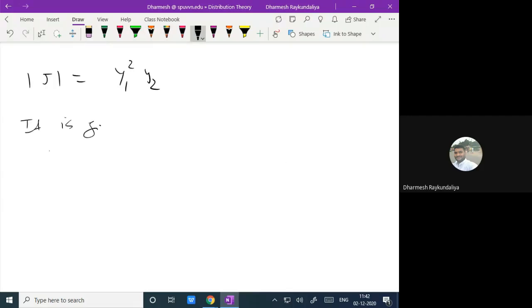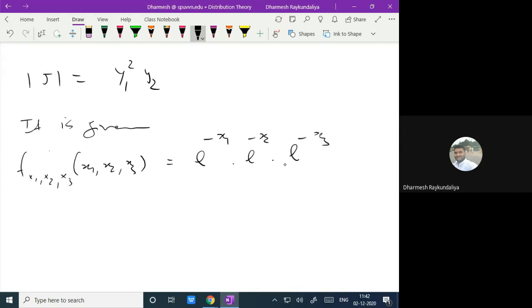It is given f of x1, x2, x3 is equal to e raised to minus x1, e raised to minus x2, e raised to minus x3. All are independent. This is given to us. Okay. So this is equal to, you can write, e raised to minus (x1 plus x2 plus x3).